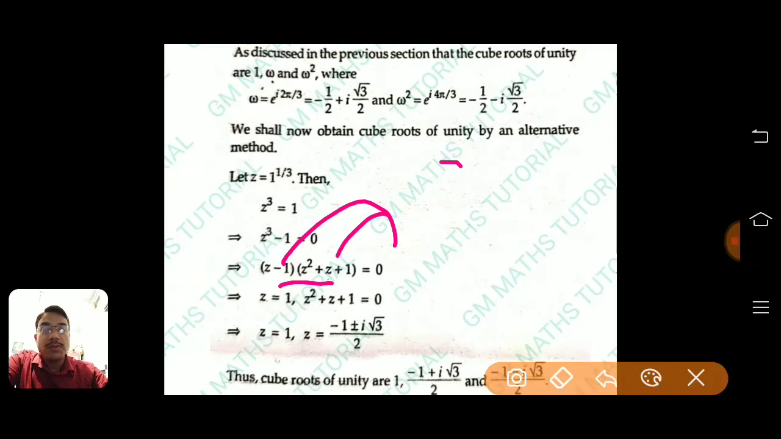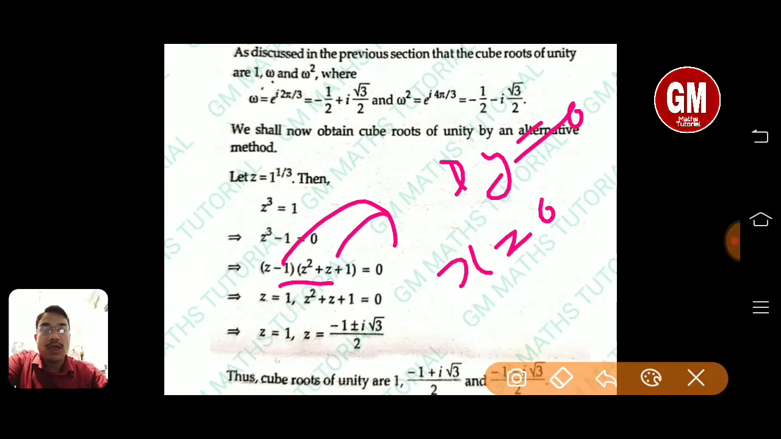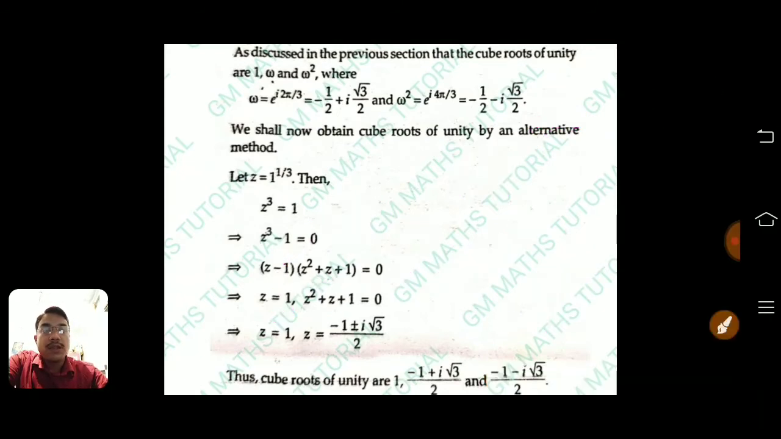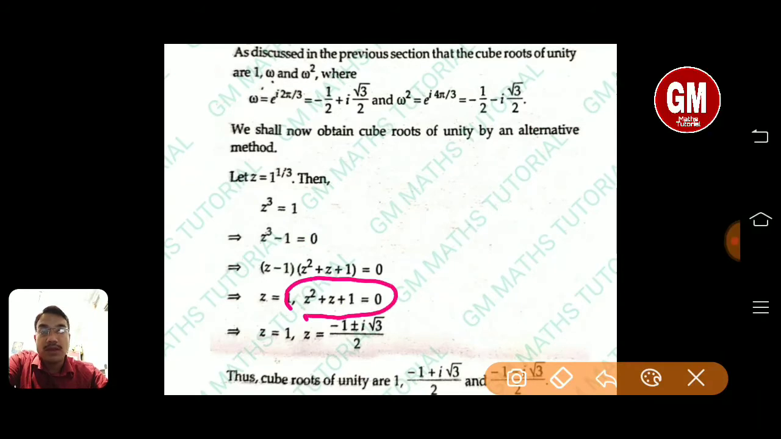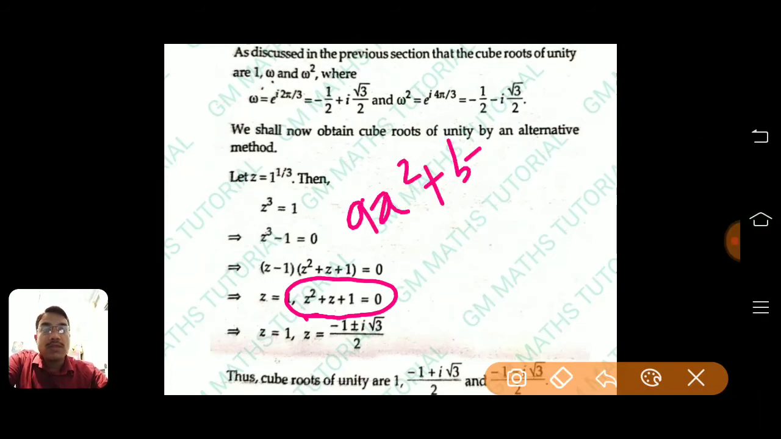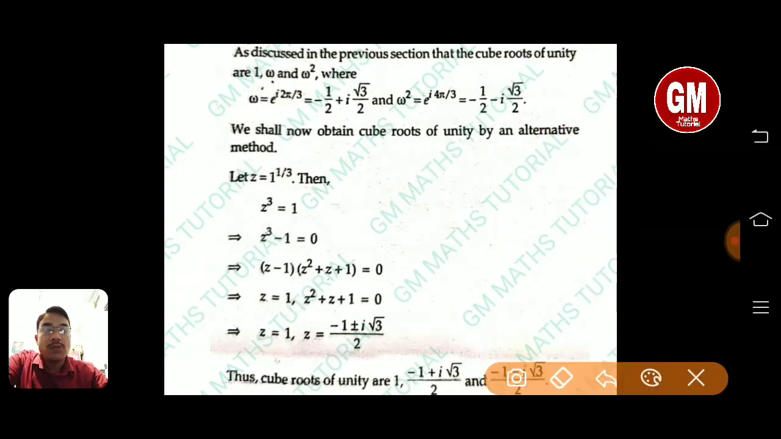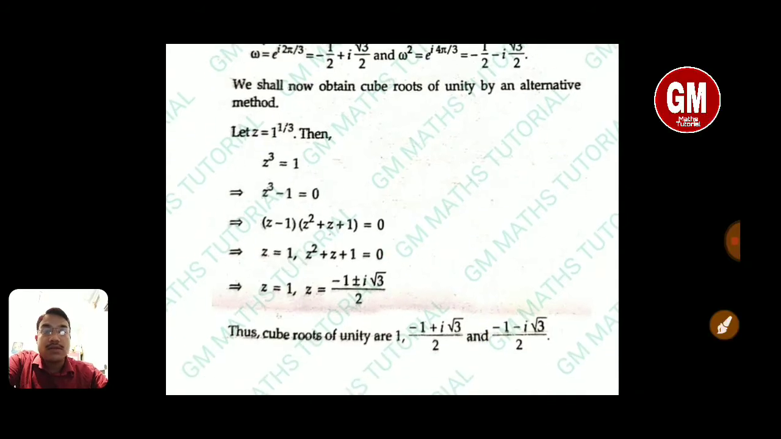And we know that if the product of two numbers x and y is equal to 0, then either x is 0 or y is 0. So taking separately 0, z minus 1 is equal to 0, and we get z is equal to 1. When z square plus z plus 1 is equal to 0, we know the Sridharacharya formula from class 10th. If any quadratic equation is such, then the Sridharacharya formula says that its roots will be x is equal to minus b plus minus under root b square minus 4ac upon 2a, clear? So by using this formula we get minus 1 plus minus i root 3 upon 2. Up to this I discussed in the last lecture.